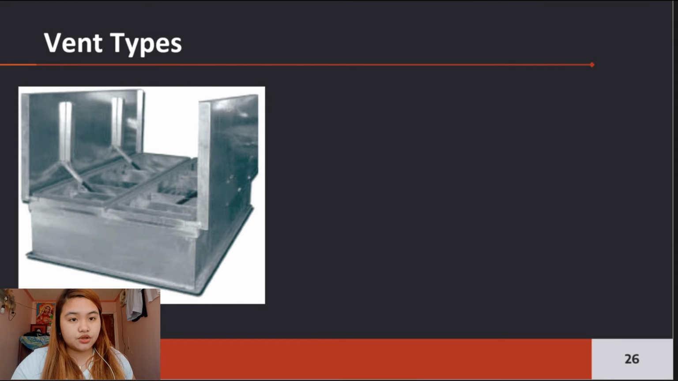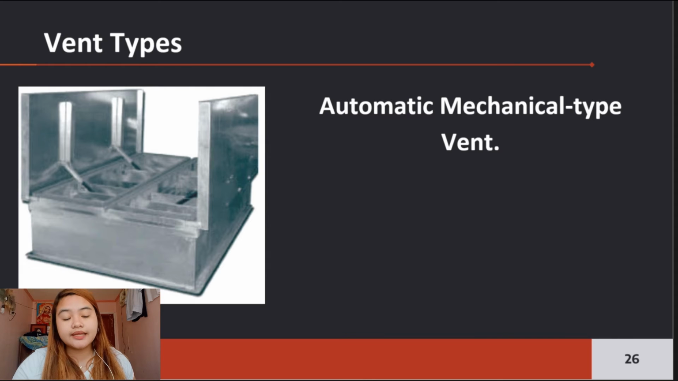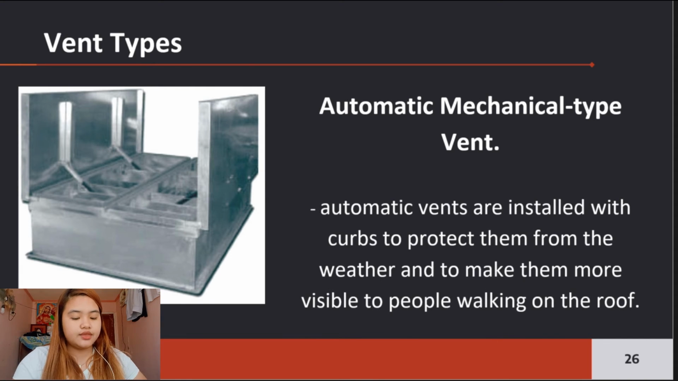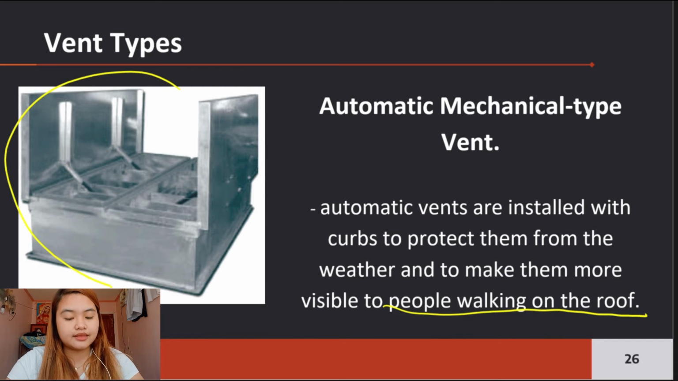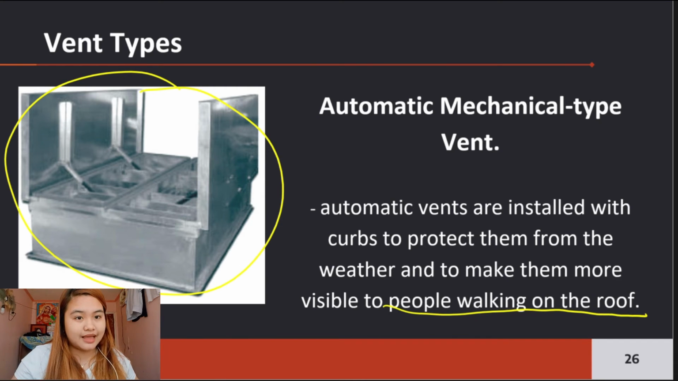So these are examples of vent types. Number 1 is the automatic mechanical type vent. So these automatic vents are installed with curbs to protect them from the weather and make them more visible to people when walking on the roof. Kabantay mo anan ka na sa taas na abi na tong usay nakabutang diha nga mga warehouse. Dili na siya warehouse. Some of them are vent types nga i-open na ay mag-open sa taas para magawas ang smoke. So, usually the hatches are spring-loaded or released upon melting at temperature in the rated fusible link.